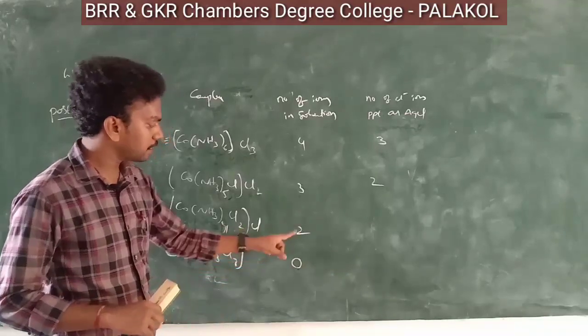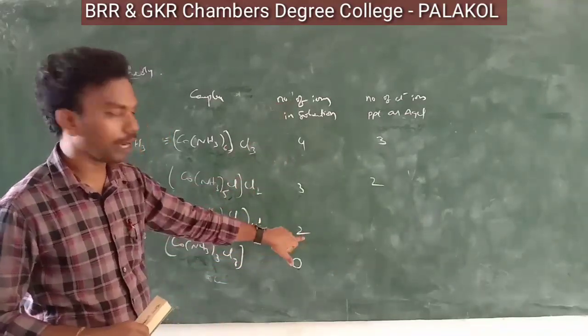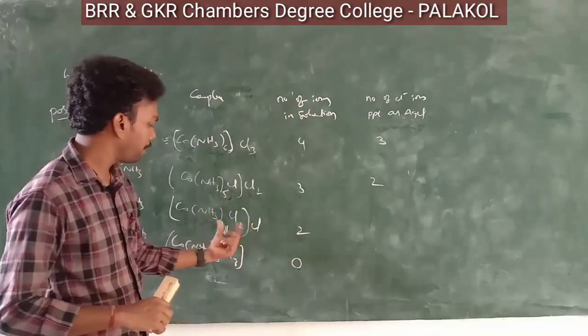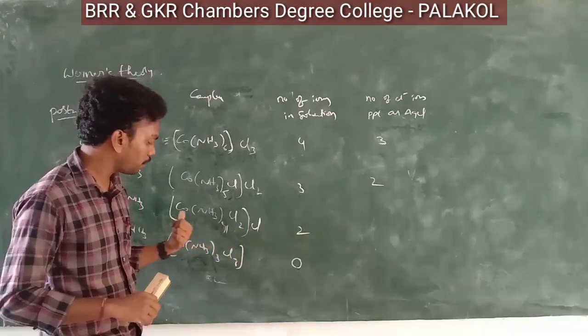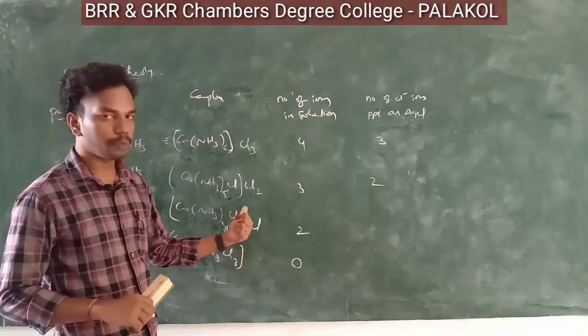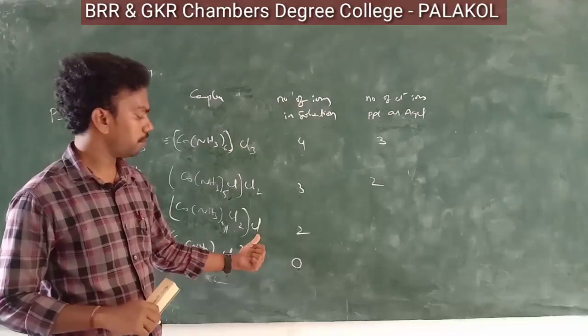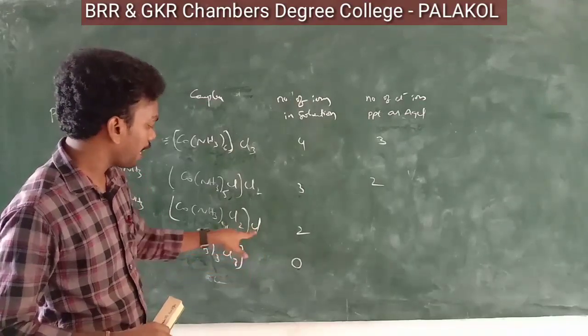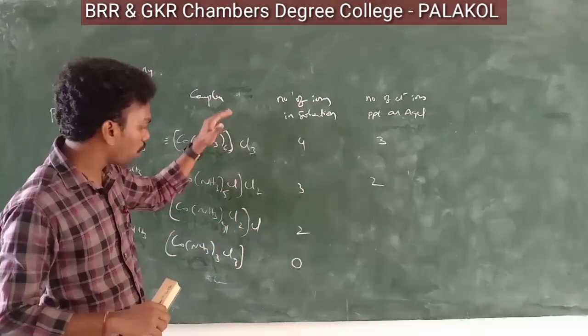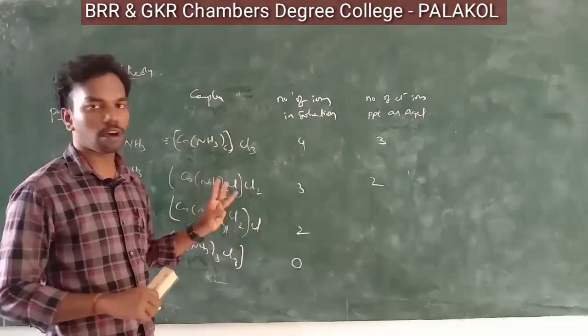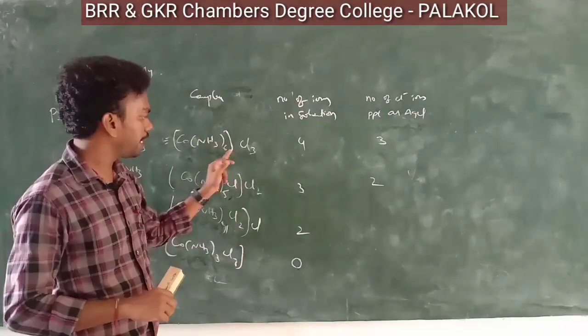Now coming to the third complex, Co(NH3)4Cl2 Cl. This can be ionized. In the solution we have 2 ions, that is, it dissociates as [Co(NH3)4Cl2] plus and Cl minus. Okay. So 2 ions. Now here also we have 3 chloride ions. All these complexes have 3 chloride ions.